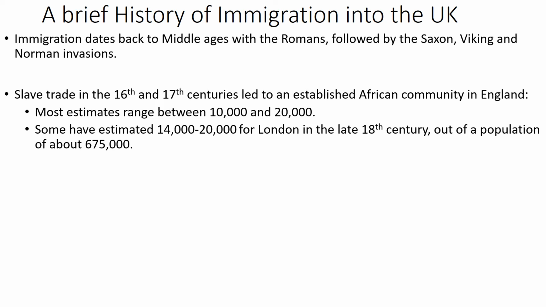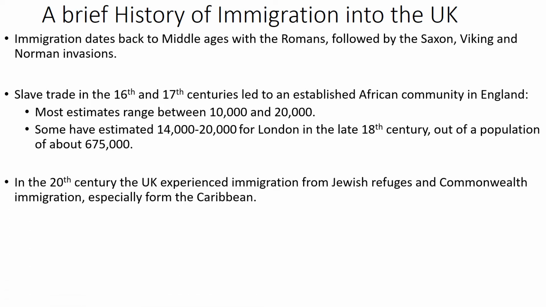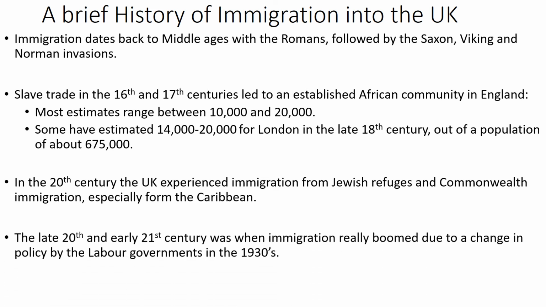They resulted in estimates between 10 and 20,000 African people within the UK, and there are even some higher estimates of 14 to 20,000 of those people being within London, which at that time, as you can see, was quite a large percentage of the population in the 18th century. Then in the 20th century, the UK experienced immigration from Jewish refugees in large part after World War II, and then again Commonwealth immigration, particularly from the Caribbean islands, which again was after World War II when the British government enlisted the help of these people to rebuild the country's infrastructure.